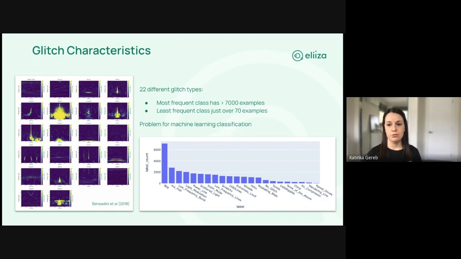And this uneven distribution is what we call class imbalance. And class imbalance is a problem for machine learning algorithms because if we want to teach an algorithm to predict glitch class, then the algorithm has to see many examples in order to learn what those glitches look like. Otherwise, if there are only a few examples, we might not be able to predict them with a high enough accuracy. And this means that a classification algorithm might not work well on the lower end of this distribution.